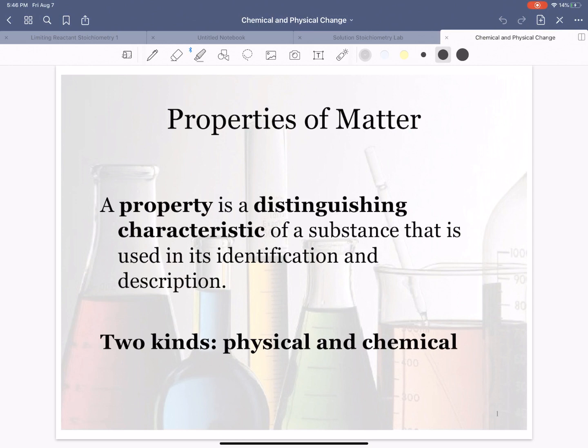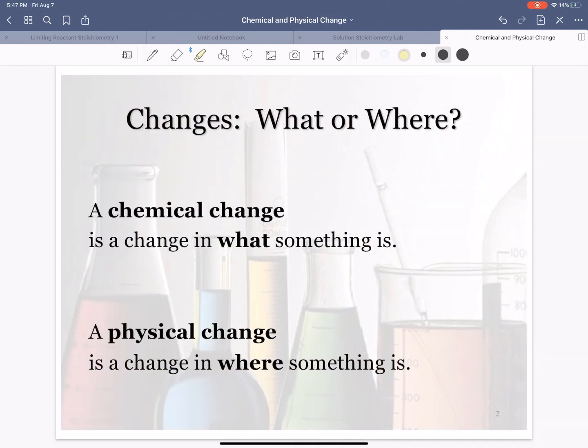So, a property is just a distinguishing characteristic of a substance that is used in its identification and description. For example, we could describe water as being a clear, colorless liquid. Clear, colorless, and liquid are properties. There are two kinds of properties: physical properties and chemical properties.